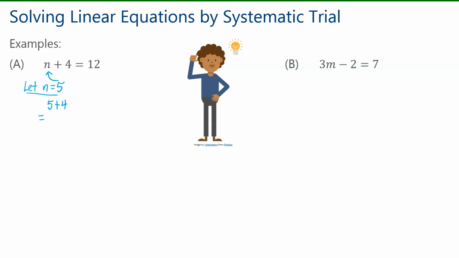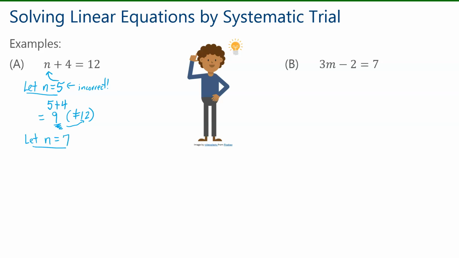That's what I'm trying to figure out. Well, when I work out 5 plus 4, I get 9. Well, that's certainly not equal to 12. And what that tells me is that 5 is incorrect. That is not the solution to this particular equation. What I notice, though, is that 9 is less than what I need. I need a 12, so the value that I'm going to choose for n next is going to be bigger than 5. So I'm going to say, well, what if n is 7?